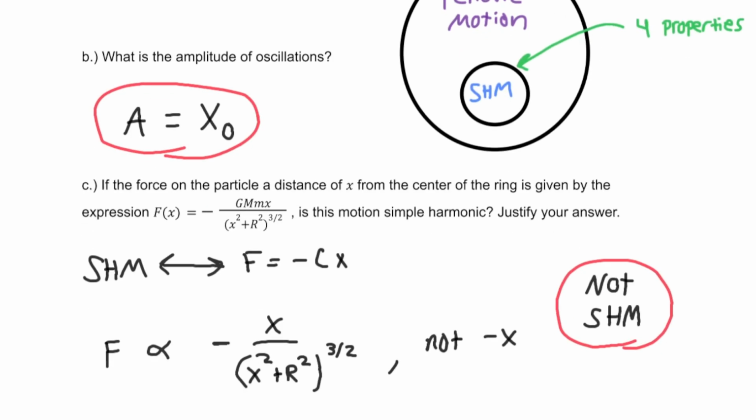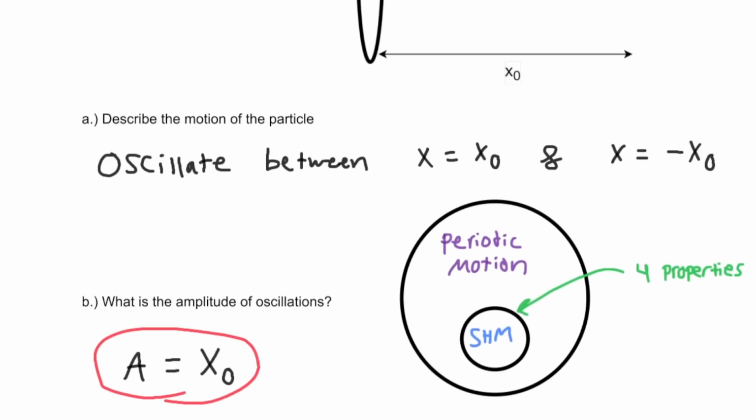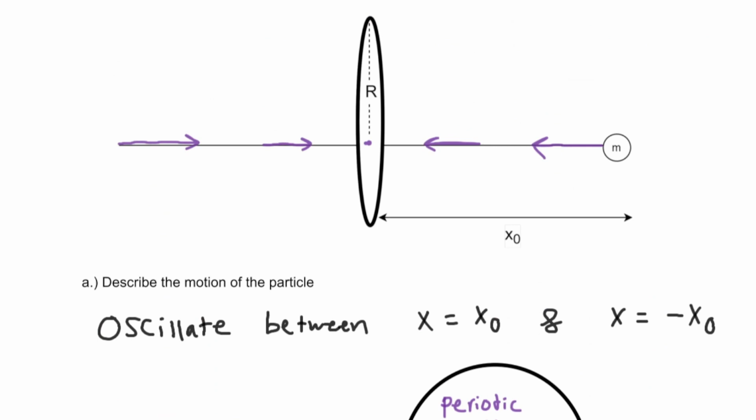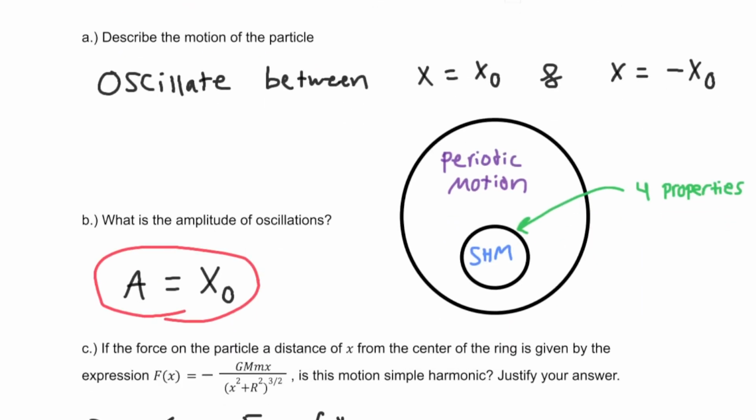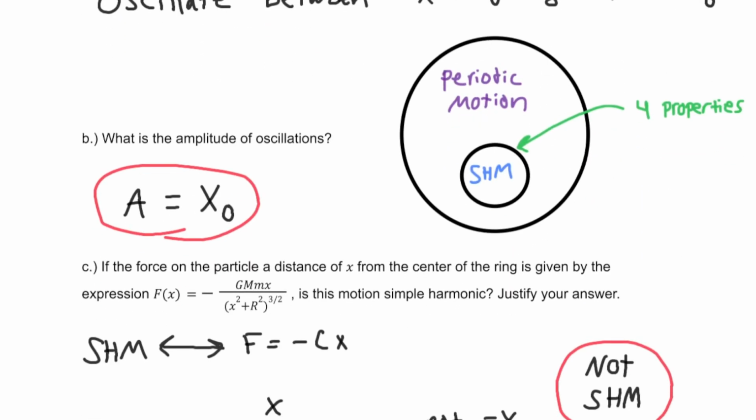So this is an example of something that potentially looks like it could be simple harmonic because it's just something going back and forth at a set rate. But it's actually not, because we have this dependency on this sort of Pythagorean theorem term in the denominator. All right. Next, we're actually going to go on to some examples that are simple harmonic.